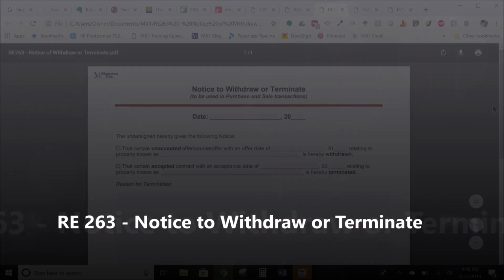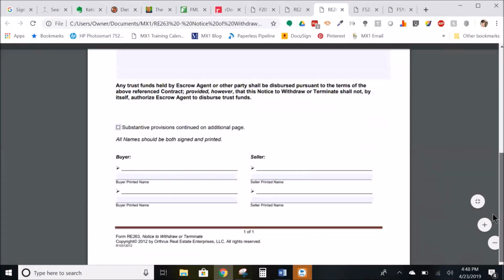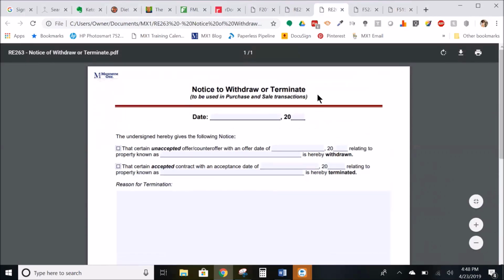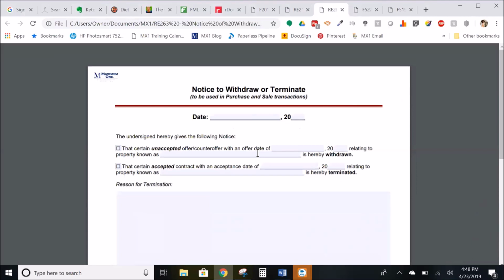This is RE 263, and this is the termination. This is notice to withdraw or terminate. So when it says to withdraw the unaccepted offer or counteroffer, that is in the process of negotiation. If a party decides to withdraw their last counteroffer, then you would withdraw that.